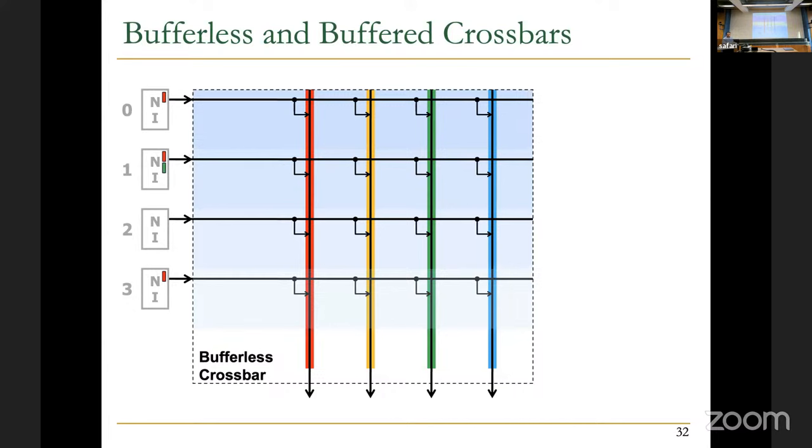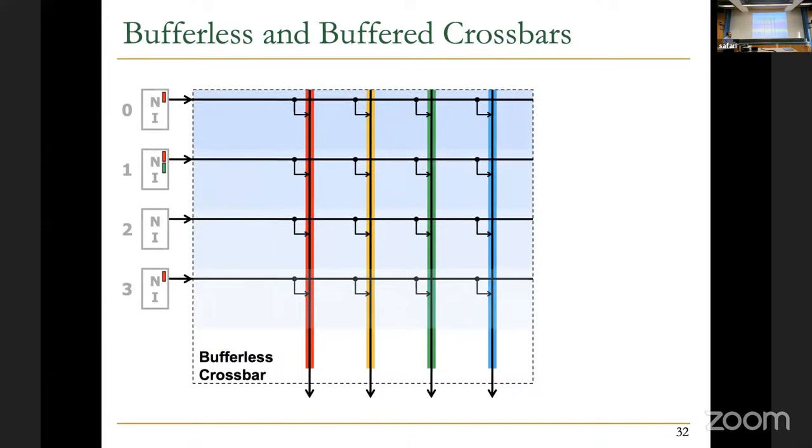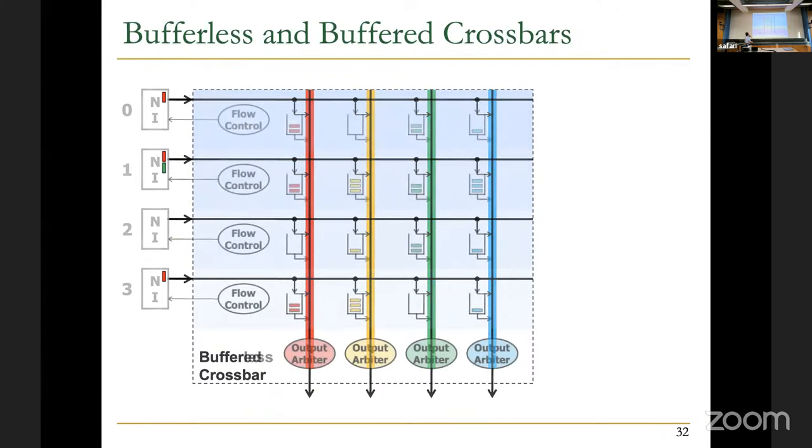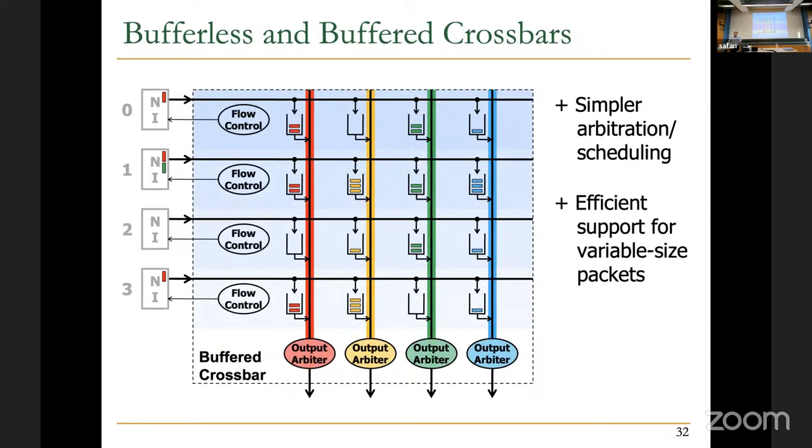This is a picture of a bufferless crossbar, where we need arbitration, and then these nodes can put data on the bus. But there could also be some buffers, and essentially this buffer can buffer data and then put data on the bus one by one. So it simplifies the arbitration and scheduling, and it can also provide efficient support for variable size packets. But again, it requires N squared buffers. So it comes at the price of more buffers.